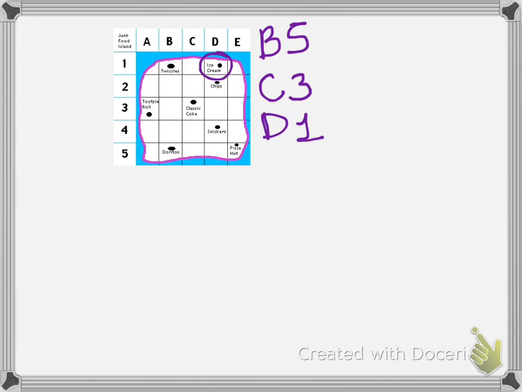Now, the letter we used shows the horizontal position, meaning left or right.